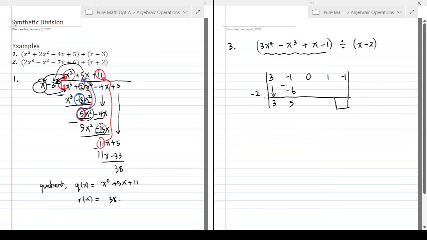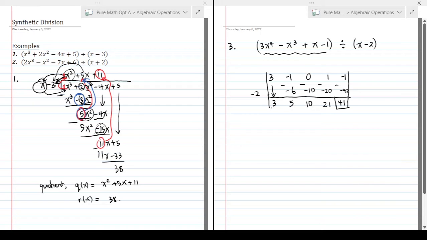Multiplication again. 2 by 5 is 10. Then 0 plus 10 is 10. Good. Now, 2 by 10 is 20. 1 plus 20 is 21. Good. 2 by 21 is 42. Negative 1 plus 42 will be 41. That 41 is my remainder.